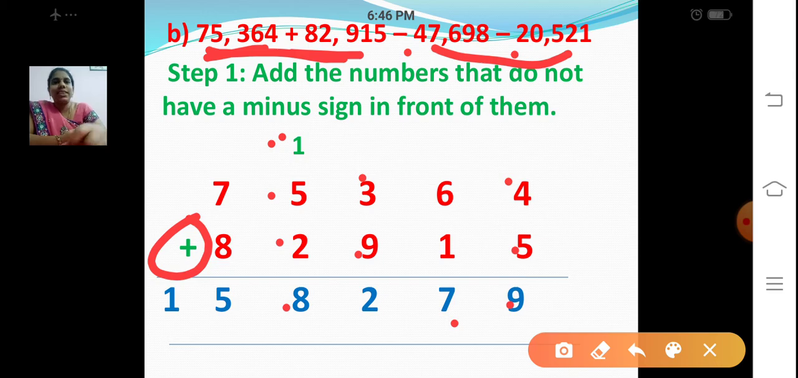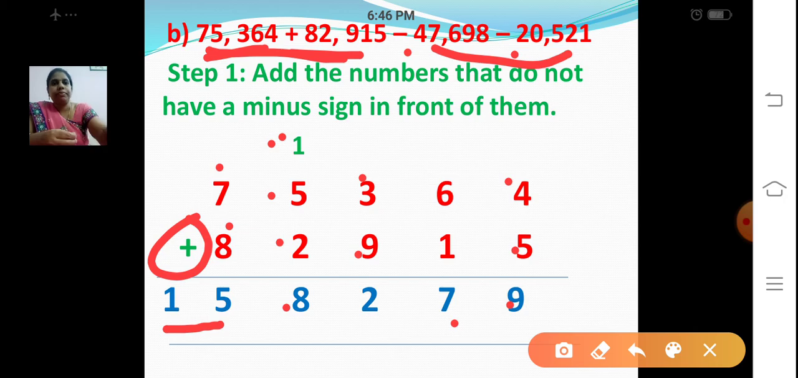Now move on to the 10,000 place. 7 plus 8. After 7, 8, 9, 10, 11, 12, 13, 14, 15. Is there any number to add? No. So I am writing the 15 altogether. So my answer is 1,58,279. First, add the numbers that do not have a minus sign in front of them.